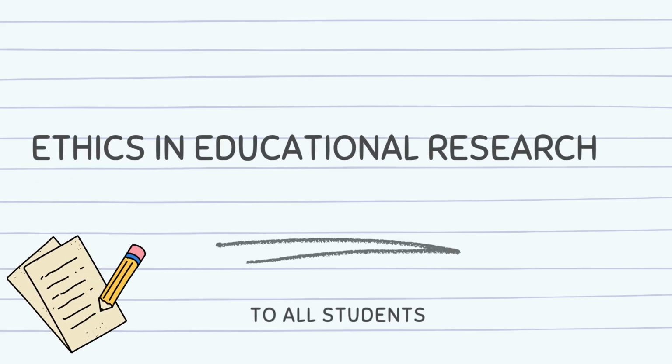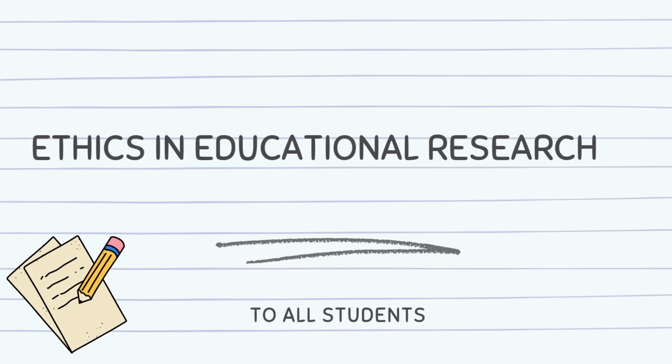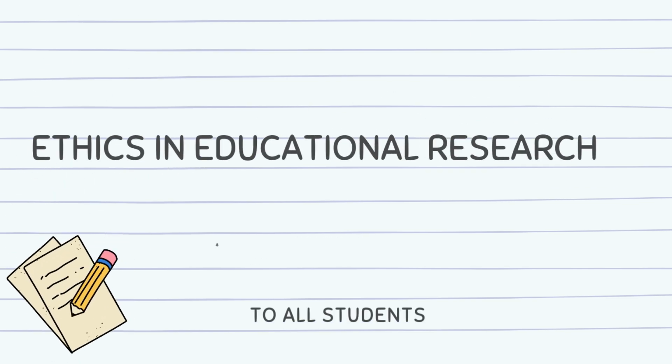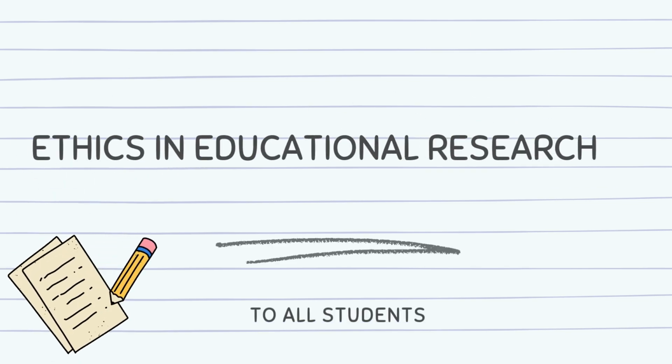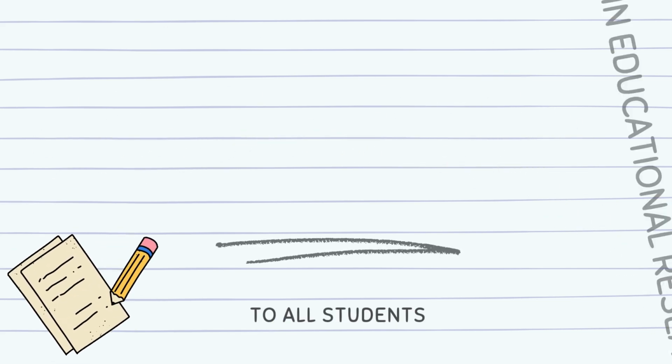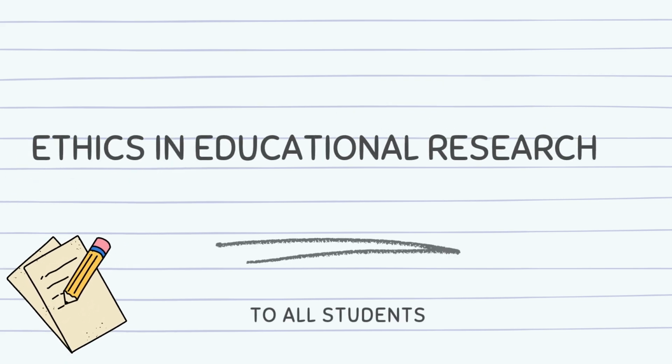7. Cultural sensitivity. Ethical research is also culturally sensitive. This means respecting the values, beliefs, and traditions of participants, especially in diverse educational settings. For example, in a multicultural classroom study, your approach should be inclusive, avoiding stereotypes or assumptions based on ethnicity, language, or religion.